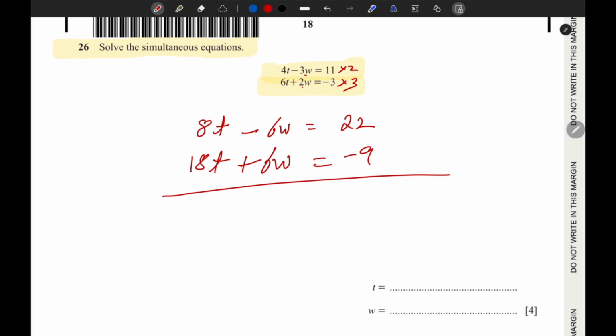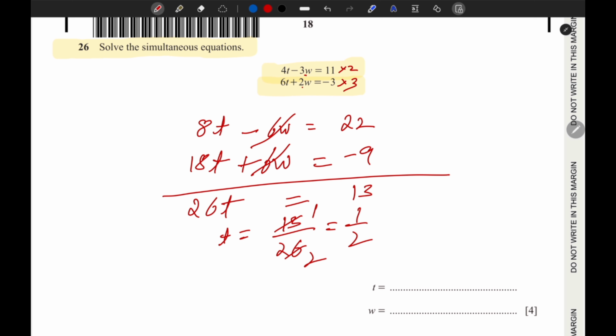Now add them. 18 plus 8, how much is this? This is 26t. We know that w will be cancelled out, so w is eliminated. This equals 22 minus 9. We know that 22 minus 9 is 13. So what is t? t is 13 by 26, which goes 2 times, which is 1 by 2. So t is 1 by 2.